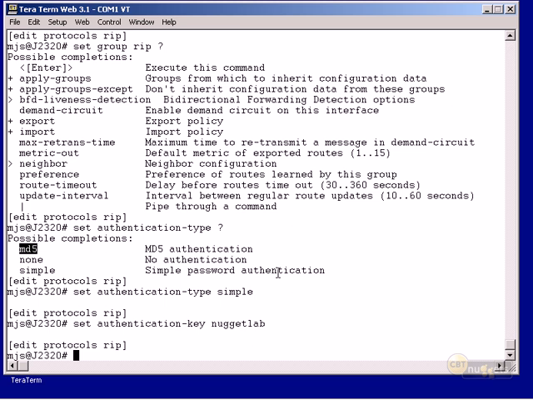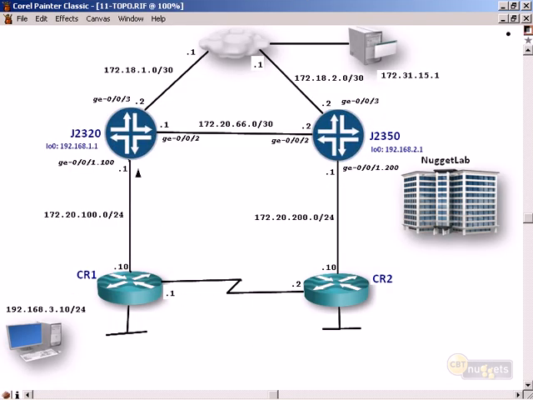Now the next thing I want to do is actually deactivate something. That sounds kind of funny, but let's take a look at our diagram real quick. Earlier I showed you that we have a .1Q link between this Juniper router and CR1, and of course we have a link over here between the 2350 and CR2. This is on VLAN 200, and we're on VLAN 100 over here.